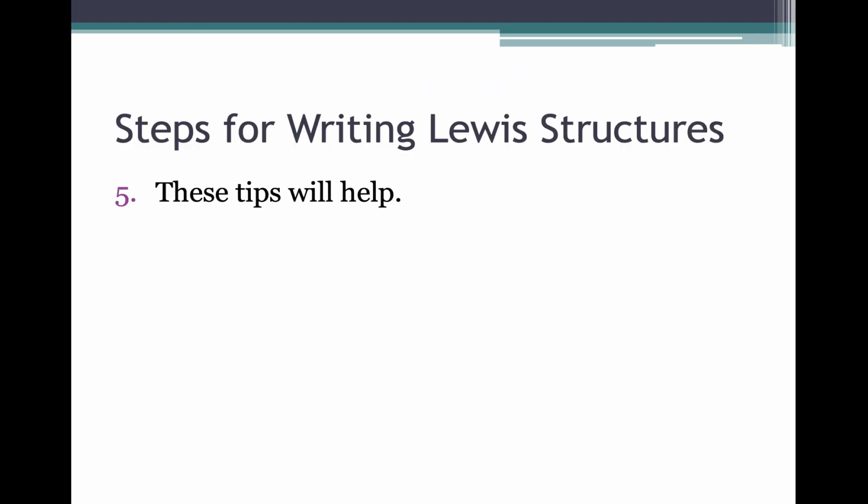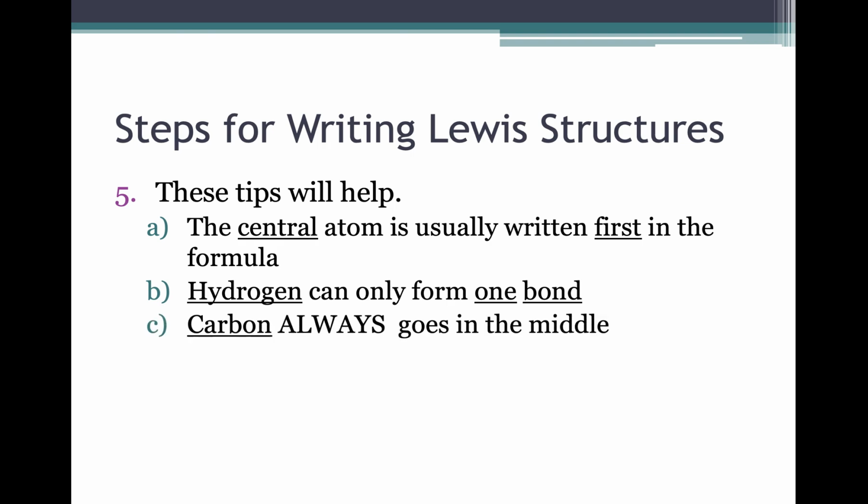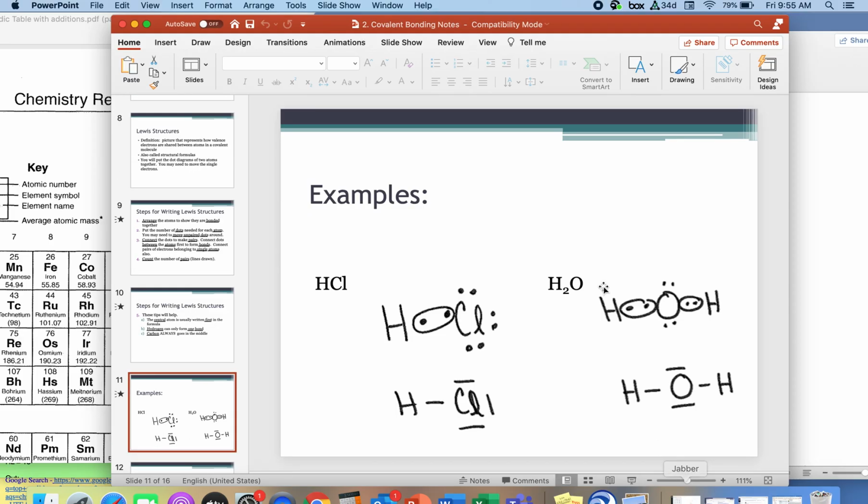Okay? When you're trying to figure out what it's supposed to look like, the central atom, or the one that's in the middle, is usually written first in the formula. Hydrogen can only form 1 bond. Carbon is always in the middle, and that's going to be really important for us in the next lesson, but it's important today too.